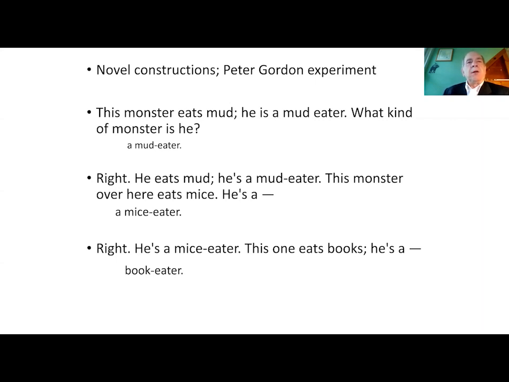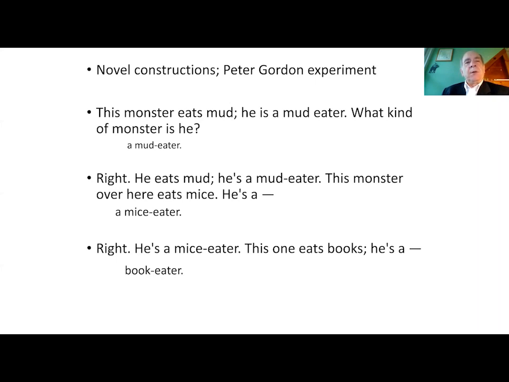Give or take. The point is that the child has correctly, from our point of view, formed this compound noun. Now we go to things that are definitely novel. Gordon says, right, he's a mice eater. This one eats books. The child says, a book eater. Now it's quite certain that the child has never heard the word book eater before.